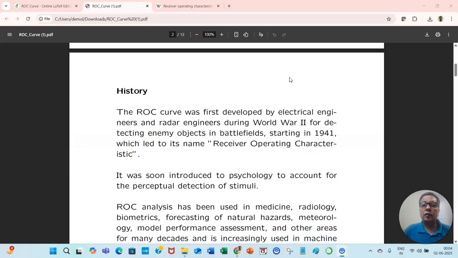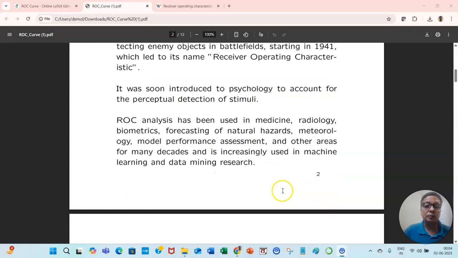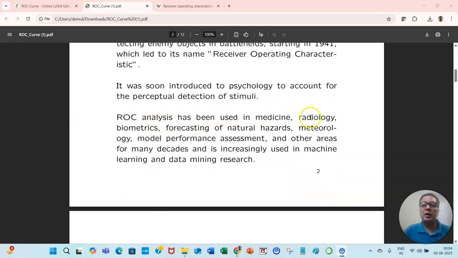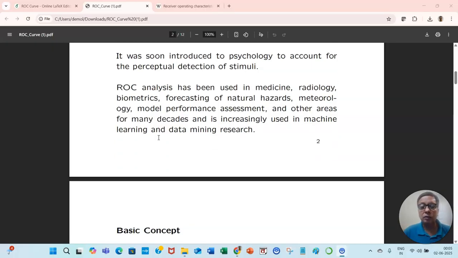The ROC curve was first developed by electrical engineers and radar engineers during World War II for detecting enemy objects in battlefields, starting in 1941, which led to its name, receiver operating characteristic. It was later introduced to psychology to account for the perceptual detection of stimuli. ROC analysis has been used in medicine, radiology, biometrics, forecasting of natural hazards, meteorology, model performance assessment, and other areas for many decades and is increasingly used in machine learning and data mining research.